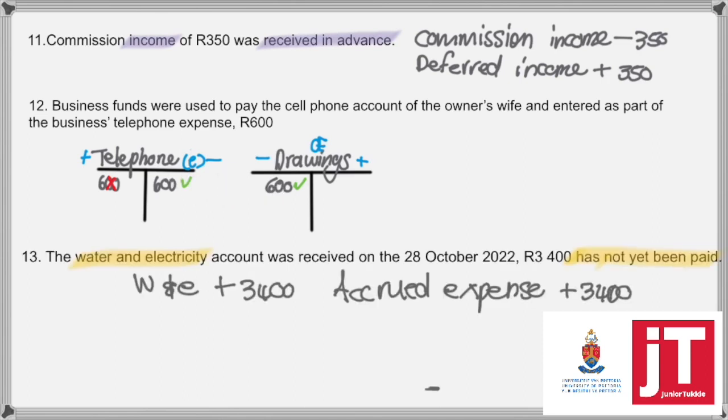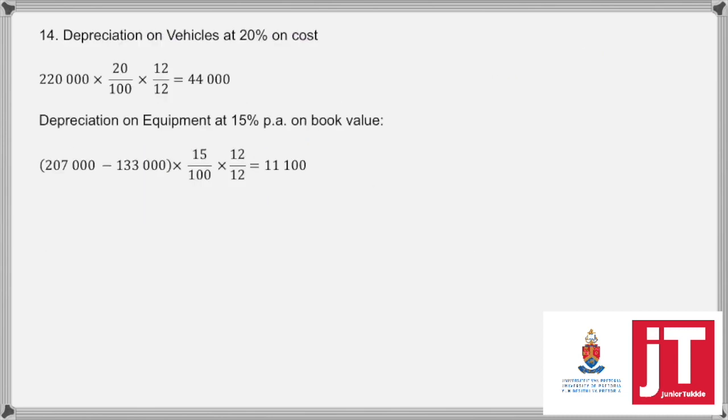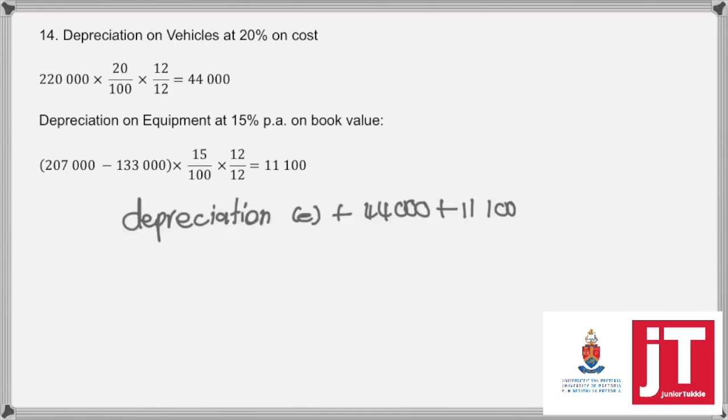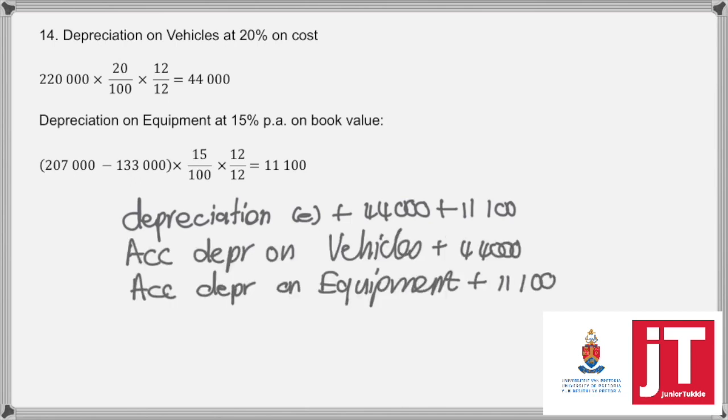And then number 13, water and electricity not recorded yet. So I need to add it to water and electricity, and that is an accrued expense because it's not recorded yet. And then 14, the last one, the depreciation. I have to debit depreciation with the vehicles and the equipment amount, and then credit the accumulation on vehicles account, and the same for equipment.